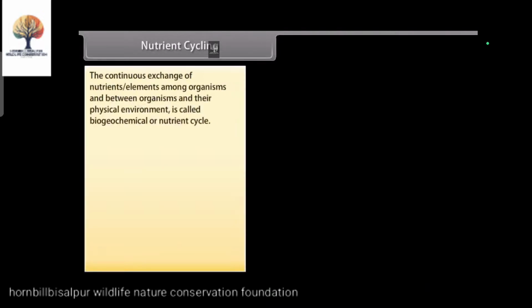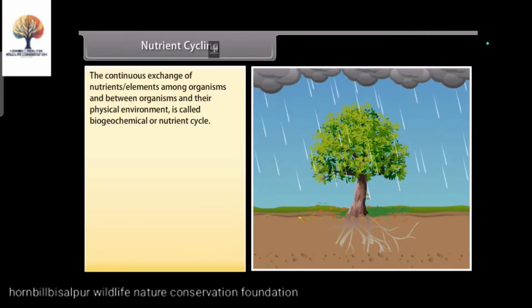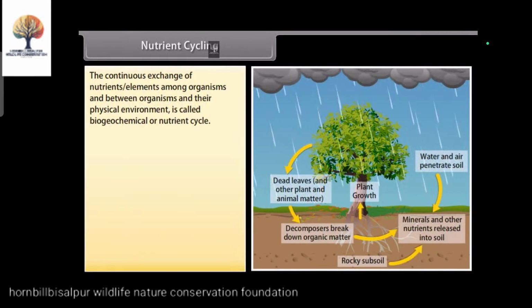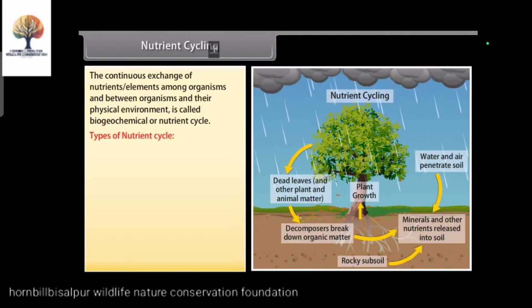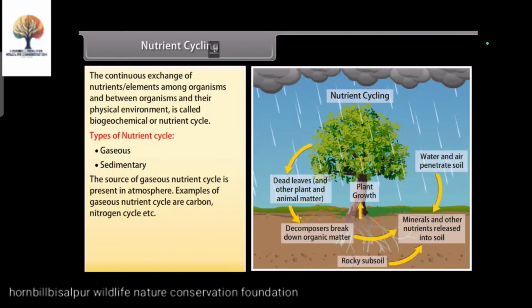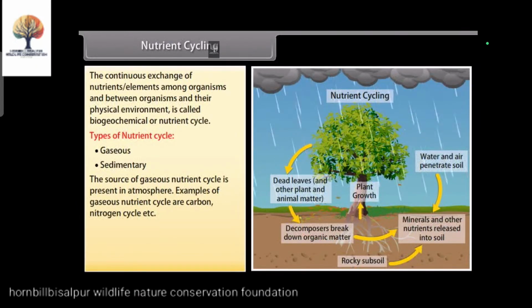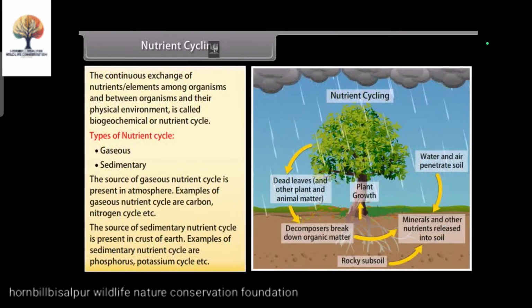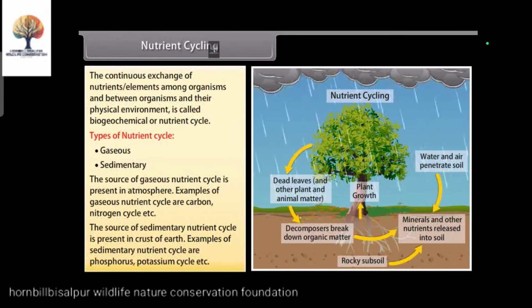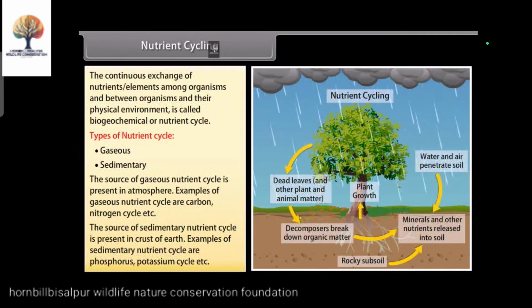Nutrient cycling. The continuous exchange of nutrient elements among organisms and between organisms and their physical environment is called biogeochemical or nutrient cycle. Types of nutrient cycle: gaseous and sedimentary. The source of the gaseous nutrient cycle is present in the atmosphere. Examples of gaseous nutrient cycle are carbon and nitrogen cycles, etc. The source of the sedimentary nutrient cycle is present in the crust of the earth. Examples of sedimentary nutrient cycle are phosphorus and potassium cycles, etc.